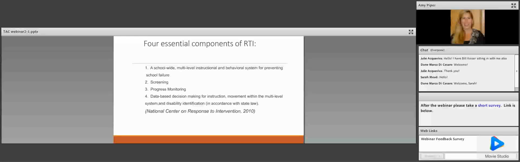Progress monitoring tools need to also align, as well as data-based decision-making for instruction, because there's really no sense in doing the screening or the progress monitoring if you're not going to use that data to make some decisions about instruction, really moving students within the levels, and then using them in the long run for possible disability identification. Again, making sure that's in accordance with state law.